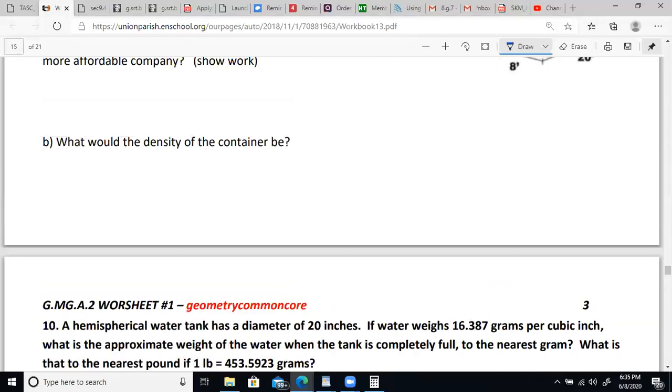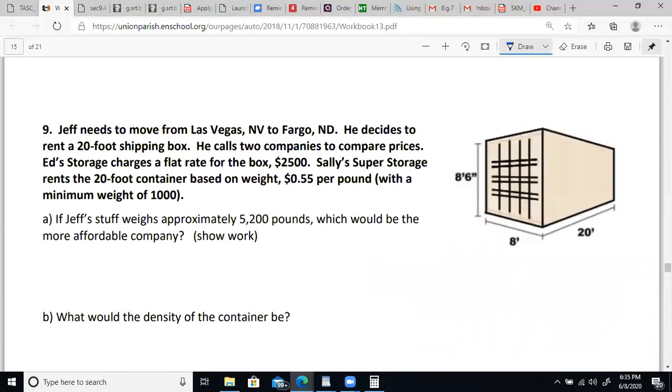All right, I'll just use one more here. Okay, Jeff needs to move from Las Vegas, Nevada to Fargo, North Dakota. He decides to rent a 20-foot shipping box. All right, a shipping box is a rectangular prism, which again is just length times width times height.